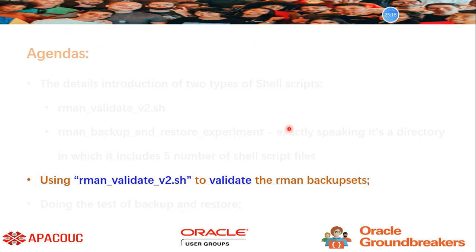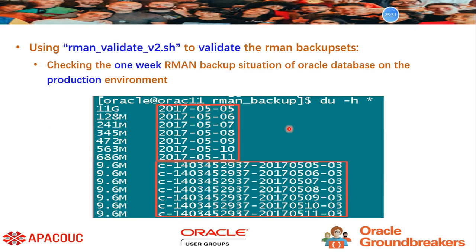Now, let's start the second part of my session, using RMAN validate version 2.sh to validate the RMAN backup sets. Here, I give an example of a full RMAN backup of an Oracle database in the production environment during 1 week. Please check the picture as follows. Although my example is a bit old, my source script can also be run in your current environment.